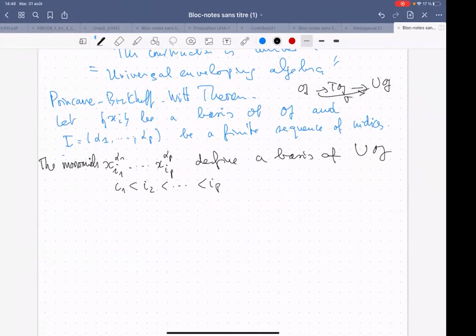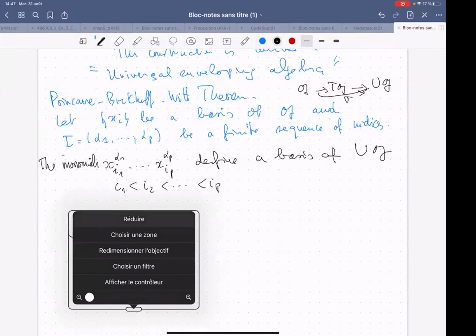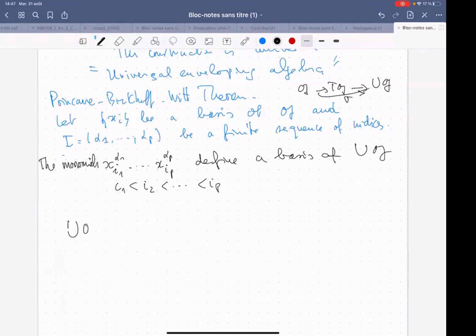Okay, and maybe a last observation for this is to put me back to Hopf algebras. I just mentioned here that this UJ is an associative algebra.